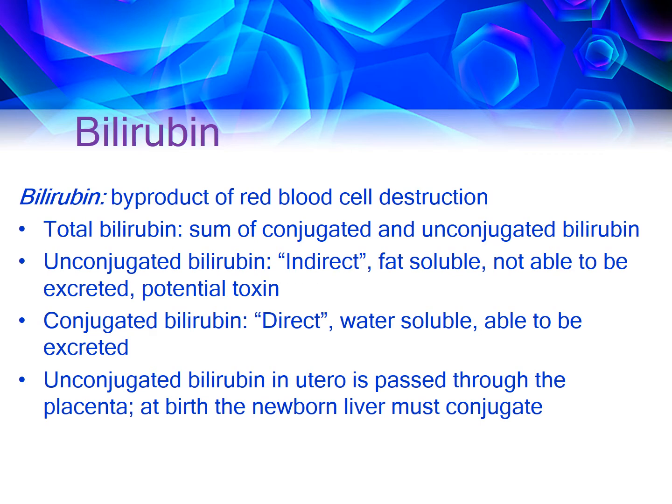The conjugated bilirubin in utero is passed through the placenta, and at birth the newborn liver must conjugate it, or change it, or metabolize it in order to excrete it.